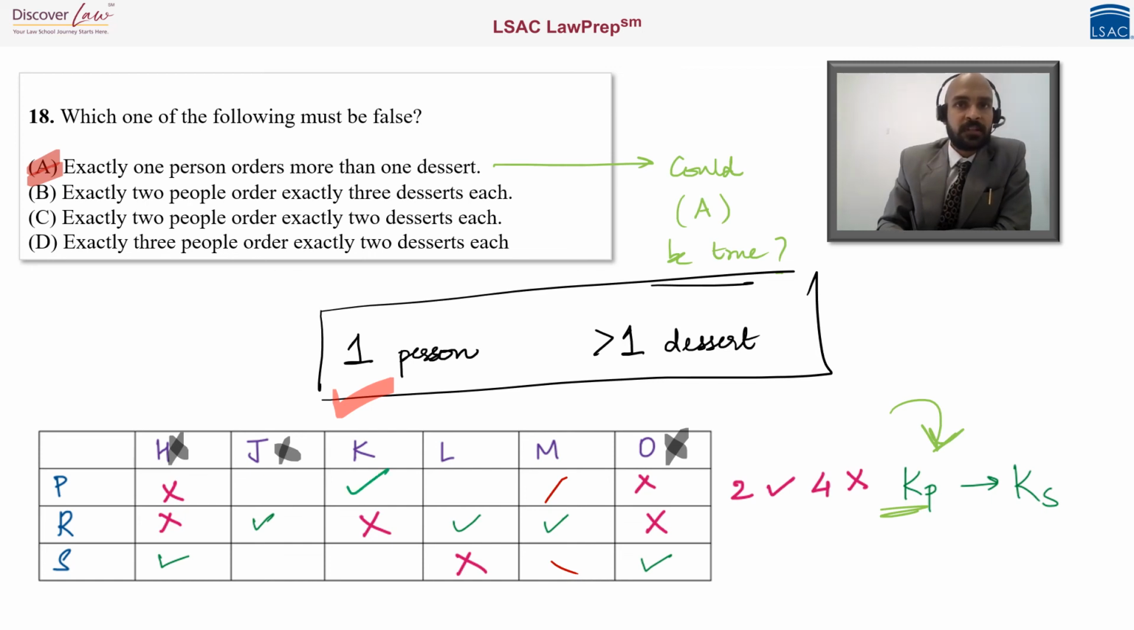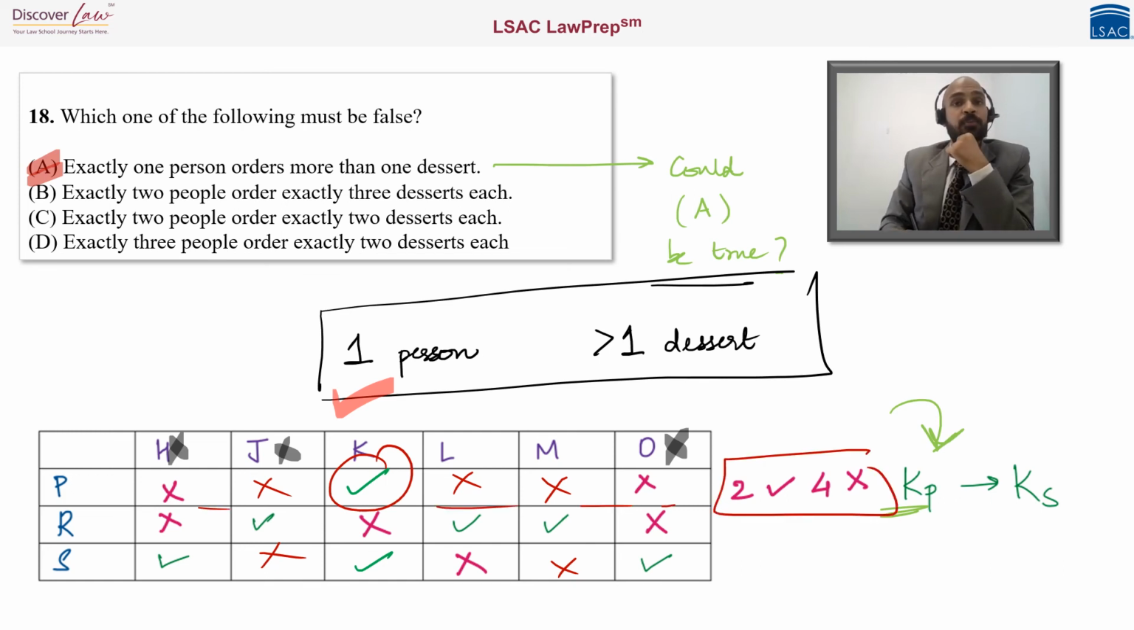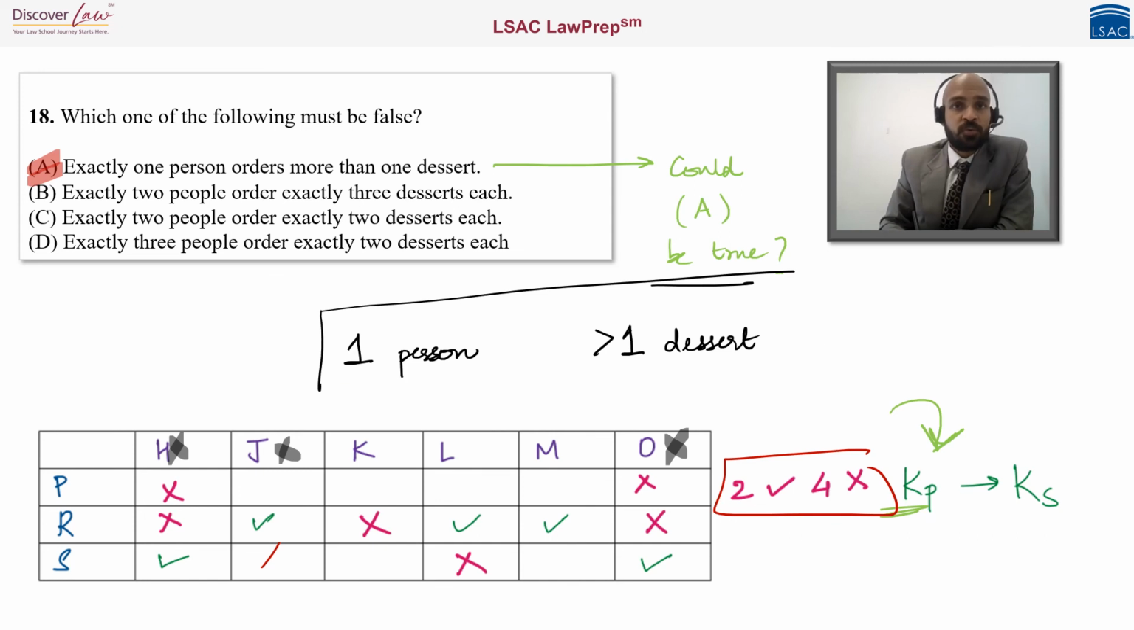Now if he has 2 ticks, it means everywhere else there need to be crosses. So cross, cross, cross, cross, cross. Now same problem, 1 tick and 5 crosses when it was supposed to be 2 and 4. Which means that even K cannot be that person, so as of now we've understood that K cannot be the person who is ordering more than one dessert. So let's change this also to a cross here.